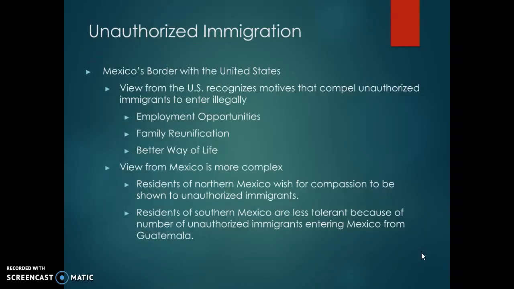Okay, moving on. So unauthorized immigrants. There's two ways to view this, right? There's always two sides to the coin. So the United States recognizes the motives that bring people here, okay? Employment opportunities, family reunification, and just overall a better way of life. However, on the flip side, you kind of have a two-part battle here. You have people in the North thinking that the United States should feel more compassion towards the people who are trying to cross the border and gain that better way of life.